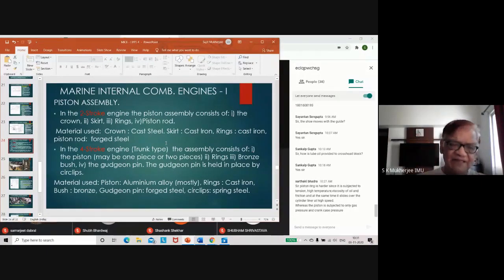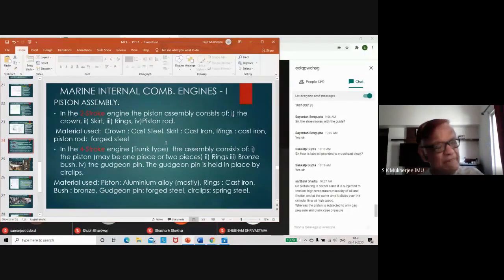And every attempt is made to make it as light as possible. That is why you find most of the pistons in medium speed, high speed, small engines are made of very light aluminium alloy. Some of the pistons made in racing car engines are light as a feather, but they are very strong. The mass of the piston ultimately contributes to a lot of forces on the bearings. So that is why you have as light as possible a piston.